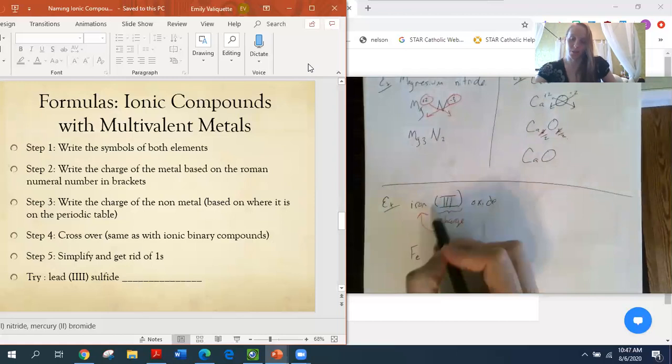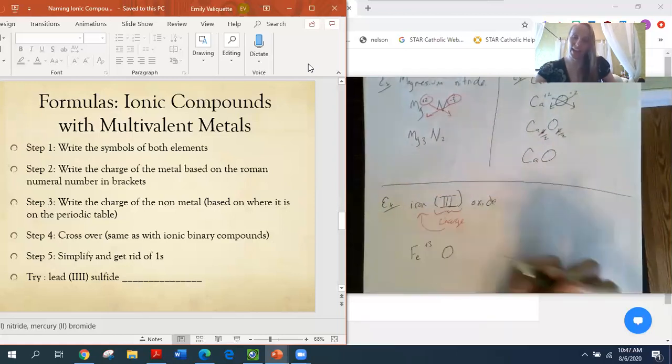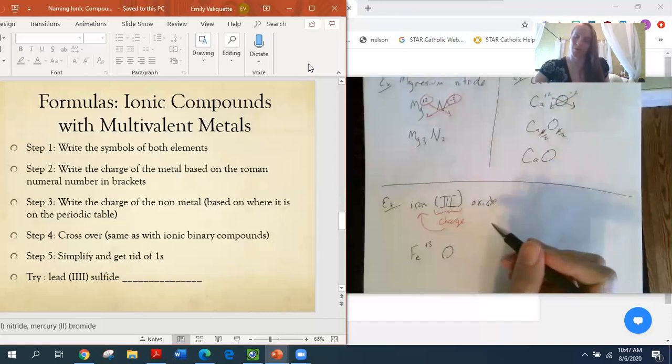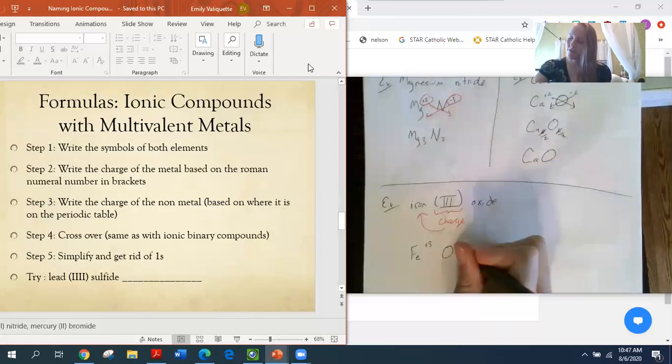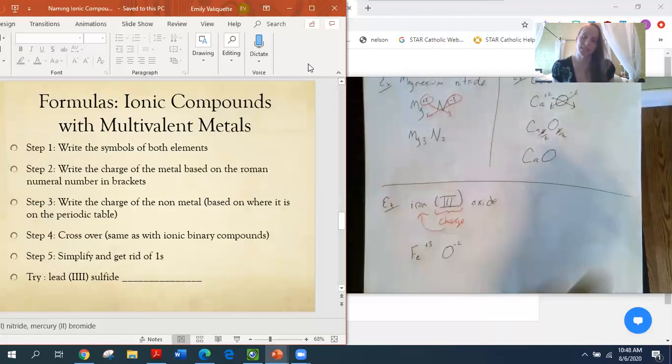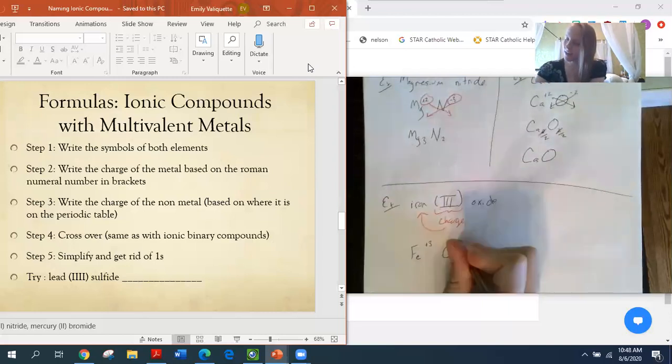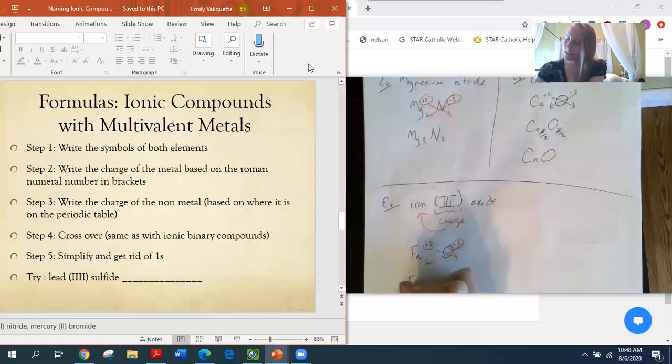So this is a 3 in Roman numerals. That means our iron has a charge of +3. And then oxygen, that's just one of our normal elements. It always has a charge of -2 because it's in the 16th column. Then we, of course, take our charges and cross them over, which gives us Fe2O3.